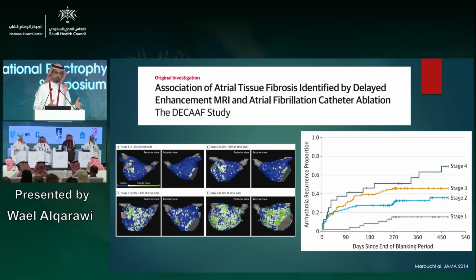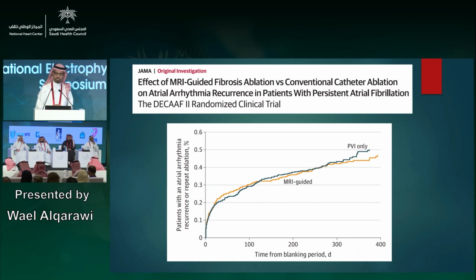And then people tried to do this non-invasively. So before even getting the patient to the lab, can we assess scar using MRI? And this is the DECAAF study where they looked at scar on MRI and showed that the more scar you have, the more likely you're going to have AF recurrence post-PVI. Again, the logical next step was done, which is let's ablate that. Unfortunately, this didn't show any benefit. So if you go and target that scar, it doesn't seem that you get less AF post-ablation.